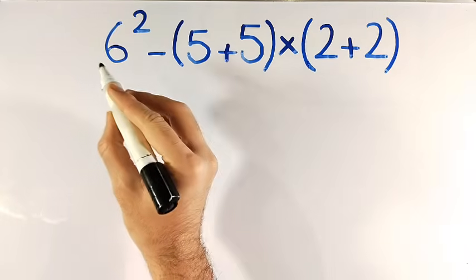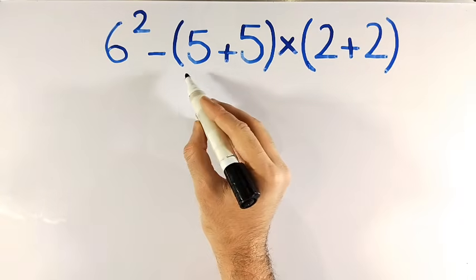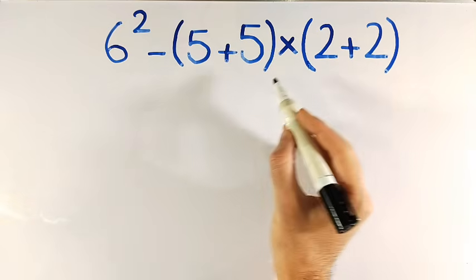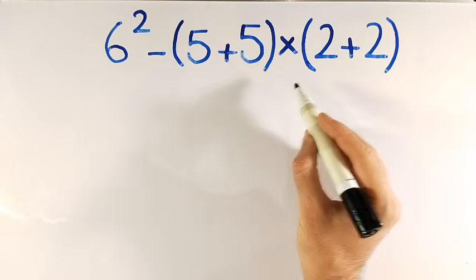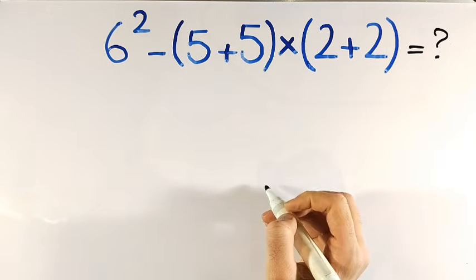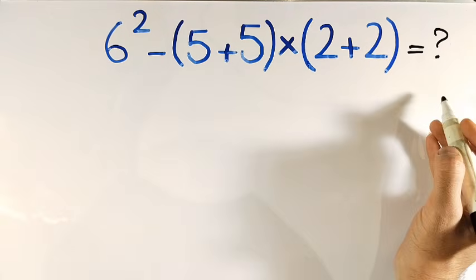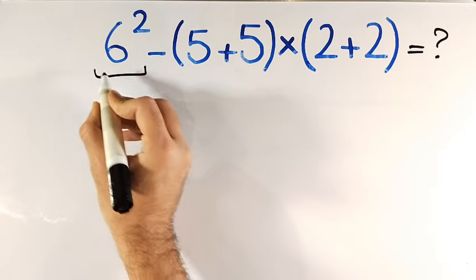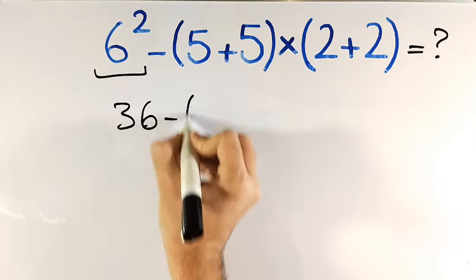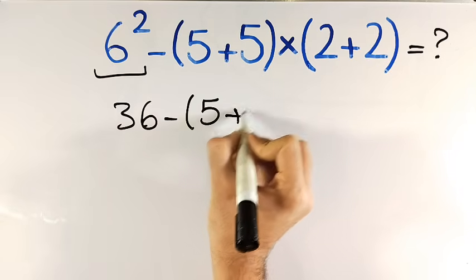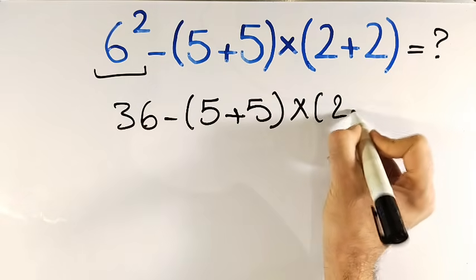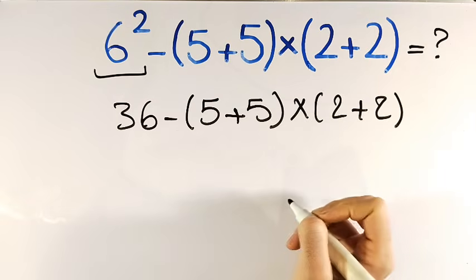If we have the expression 6 squared minus (5 plus 5) multiplied by (2 plus 2), what is the correct answer to this question? Many people, when solving this question, first go to the exponent and instead of this expression, they write 36 minus (5 plus 5) multiplied by (2 plus 2) again.